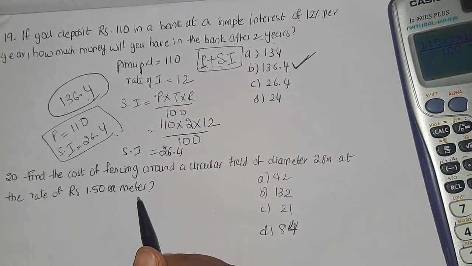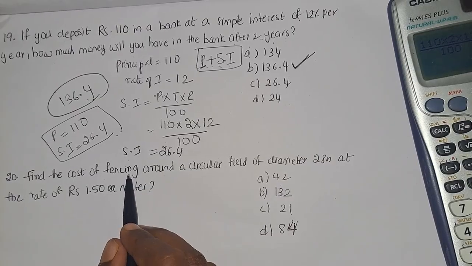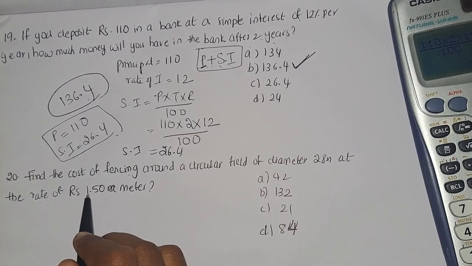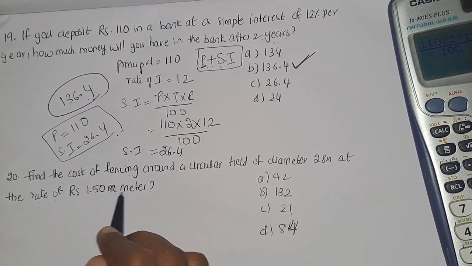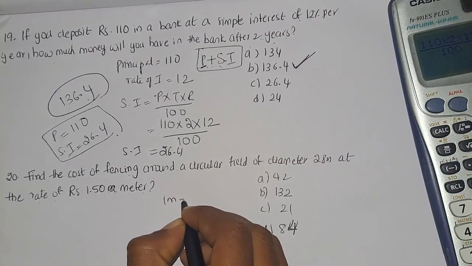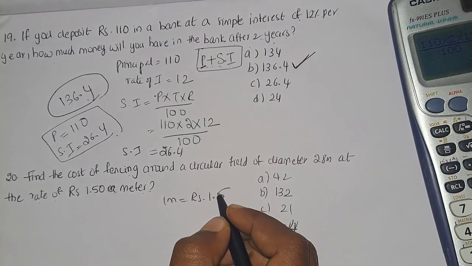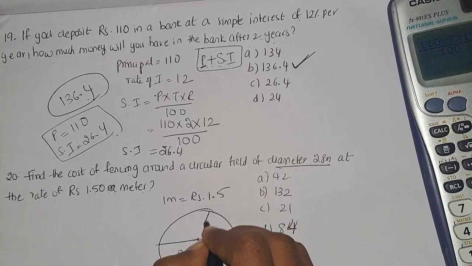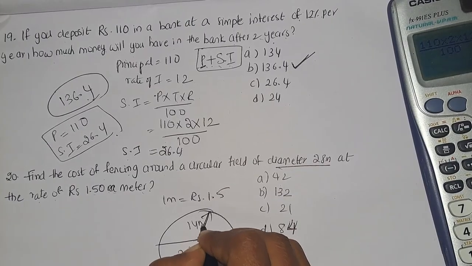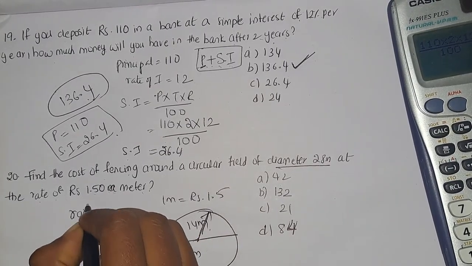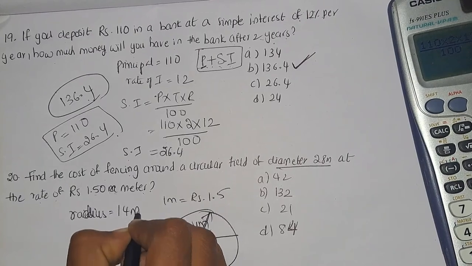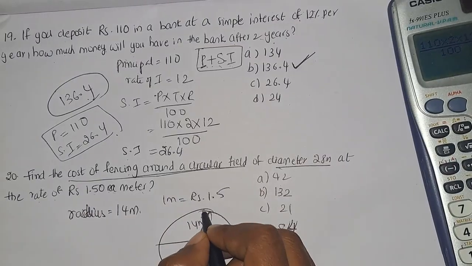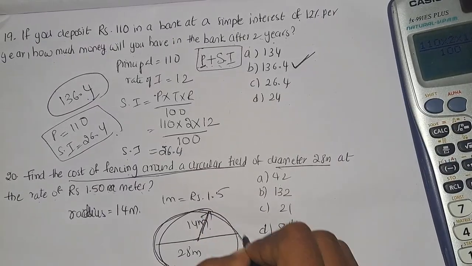So now next one, find the cost of fencing around a circular field of diameter 28 meters at the rate of rupees 1.5 a meter. So 1 meter cost is rupees 1.5 and the diameter of the circle is 28 meters. Therefore radius will be 14 meters. Find the cost of fencing around a circular field. Fencing means this boundary, you will do the fencing to this boundary.